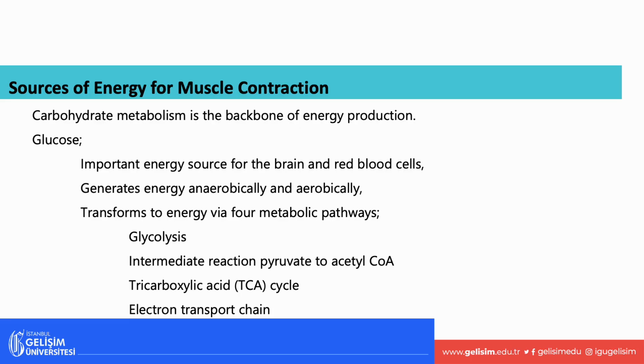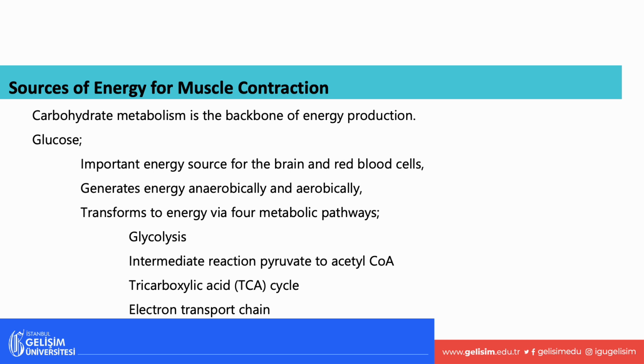Carbohydrate metabolism is a process by which the body breaks down carbs, specifically glucose, to produce energy. And glucose is an important energy source for the brain as well as the red blood cells, and it is able to generate energy through both anaerobic as well as aerobic pathways.